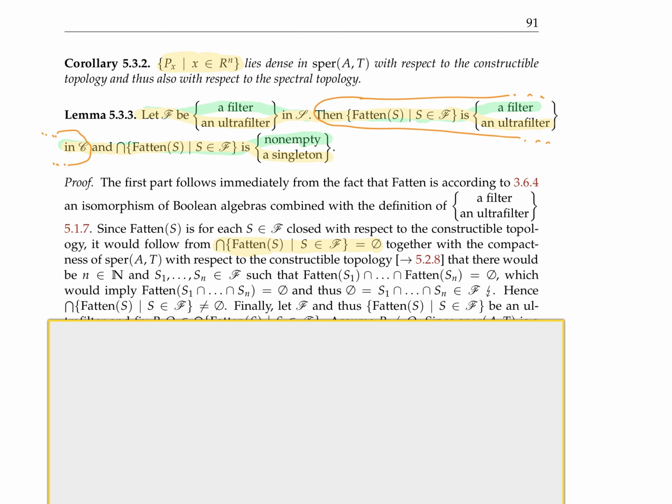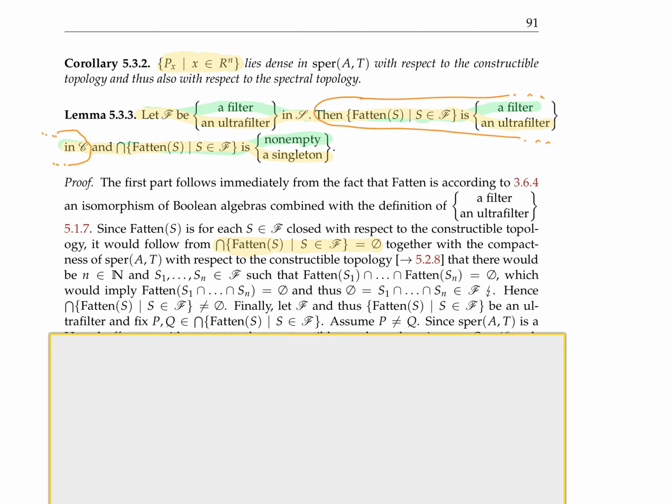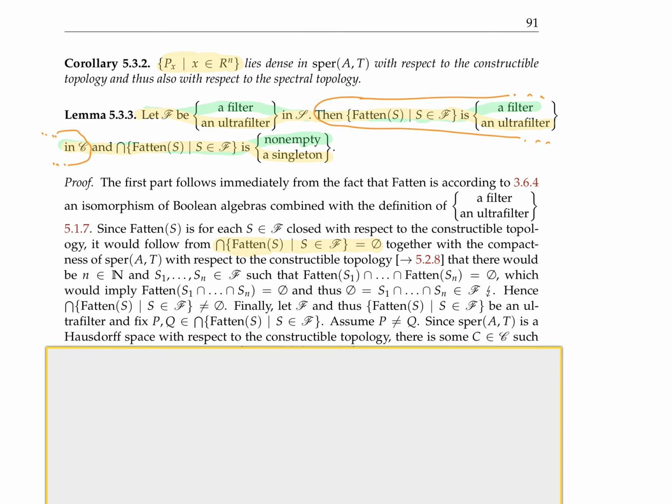So we have now proven that this intersection is non-empty. Now in case of an ultrafilter, let F be an ultrafilter, and suppose we have two elements in this intersection, and assume that they are not the same points in the real spectrum; then we need a contradiction. But the real spectrum of A_T is a Hausdorff space with respect to the constructible topology, right? We had said it's compact, so in particular it's a Hausdorff space.